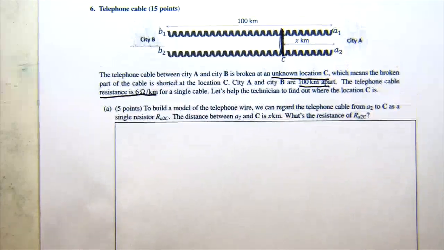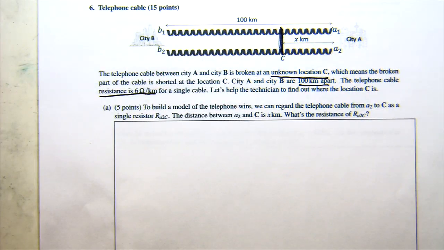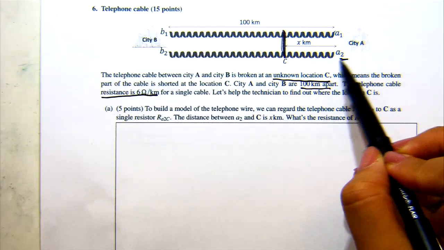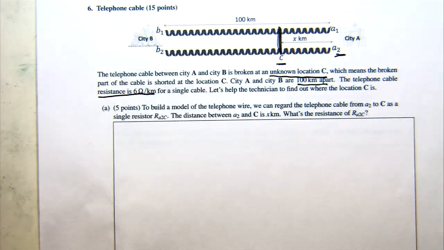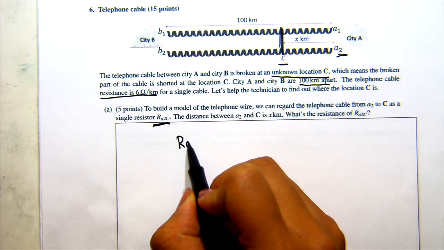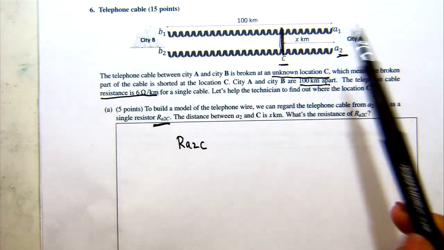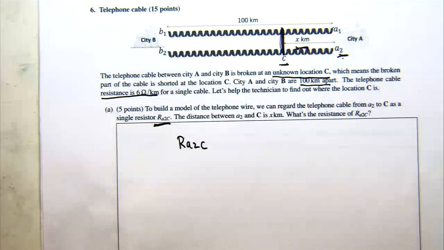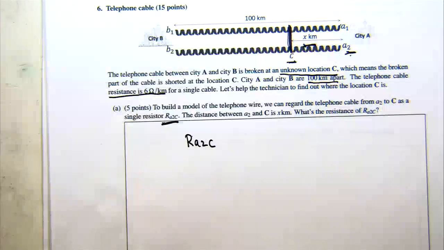So the first part of this question says that we'd like to build a model of the telephone wire by modeling what the resistance of our wire is. We can regard the telephone cable from location A2 to location C as a single resistor, RA2C. And we know the distance between A2 and C is going to be X kilometers. Let's try to figure out what the resistance of RA2C is.